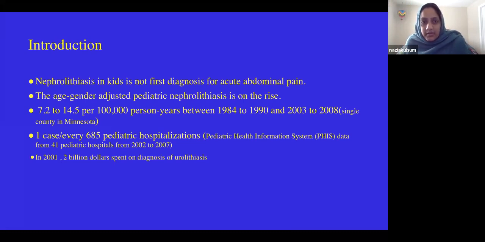If you look at least in the last decade, there is definitely a rise in the incidence of pediatric stones. It's almost up to 7.2 to 14.5 per thousand person years, and that is again on the rise. This was just from one single study, one county study in Minnesota. And there was a study done in the last 10 years: one in 685 pediatric admissions is because of kidney stones. The cost burden of diagnosis and treatment of kidney stones is quite a bit. It's almost $2 billion that was spent in the year 2001.